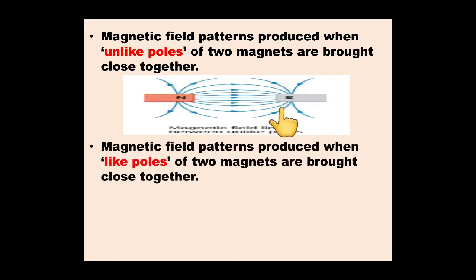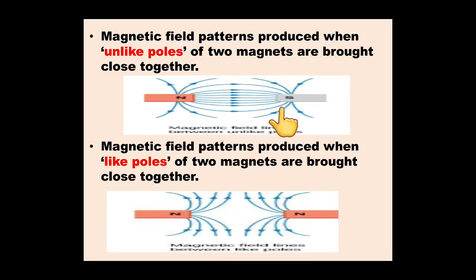Similarly, this is the magnetic field pattern produced when like poles of two magnets are brought close together. Since like poles repel, the field lines of these two magnets will not intersect and they will diverge from each other.